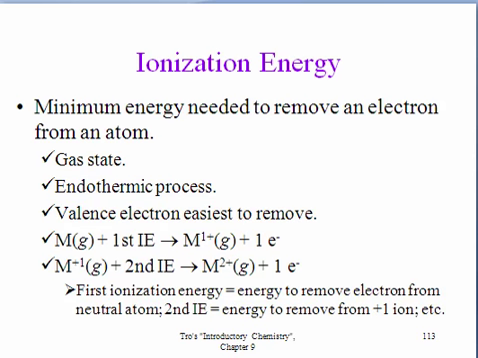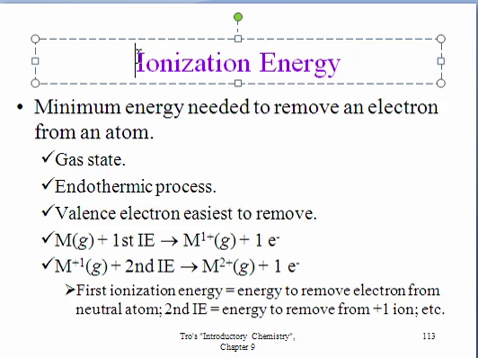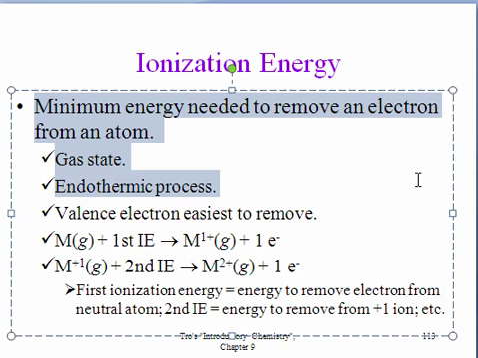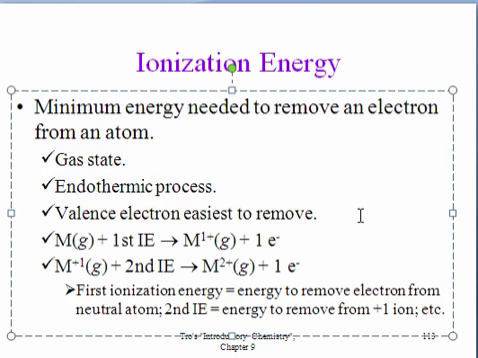Okay, now let's look at a periodic trend known as ionization energy. Ionization energy is the minimum energy needed to remove an electron from an atom in its gaseous state. This is always an endothermic process. We've got to add energy to pull that electron away because the positively charged nucleus is holding those negatively charged electrons on the atom. So to pull an electron away, we've got to overcome the nuclear charge. Valence electrons are always going to be the easiest to remove.